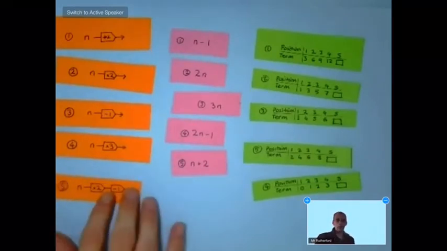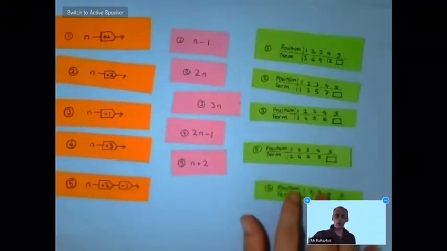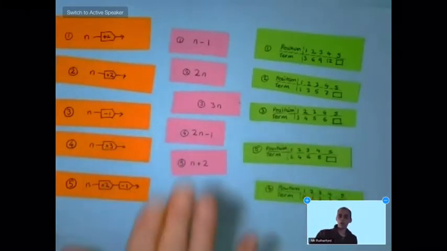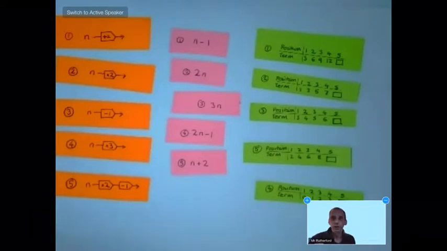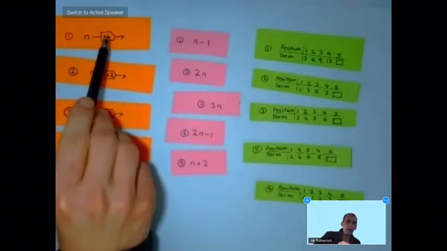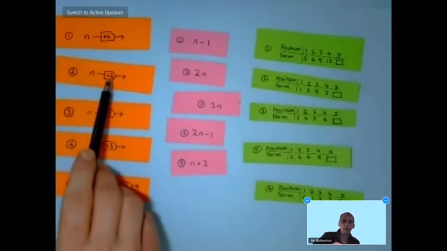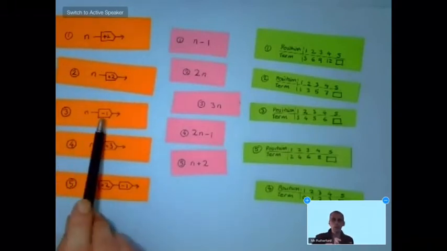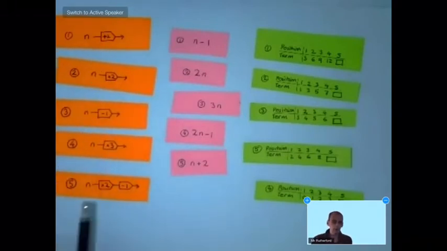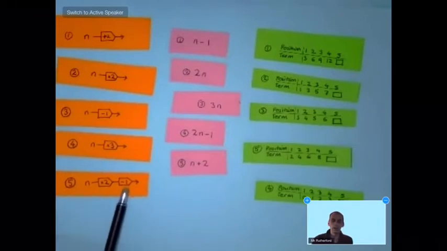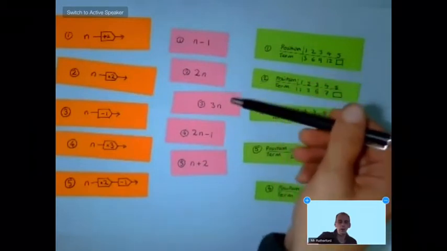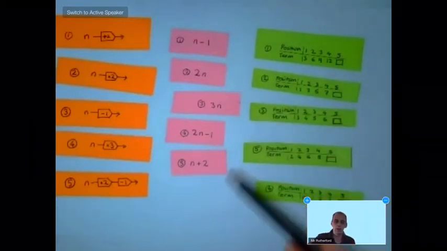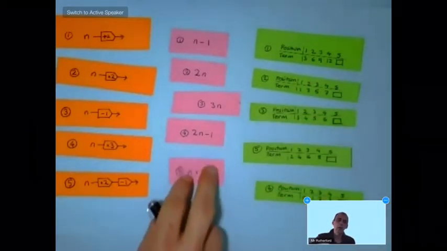I gave the class a few seconds to try and match up an orange card with a pink card with a green card. I'll just read through what they say on them because I know that particularly on the orange it's not particularly clear. N going in, add 2, N times 2, N take away 1, times 3, times 2, and then take away 1. You're matching those up with these cards: n minus 1, 2n, 3n, 2n minus 1, and n plus 2.